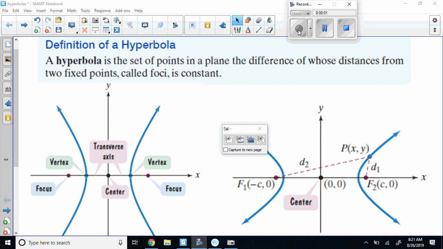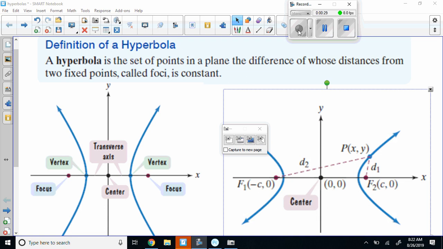Okay, ladies and gentlemen, today we're going to learn about a hyperbola. The definition of a hyperbola is a set of points in a plane where the difference of whose distances from two fixed points, called the foci, is constant. So basically, if you look at this drawn on the right, you've got a point on the hyperbola. That distance, D1 and D2, the difference in that is constant.